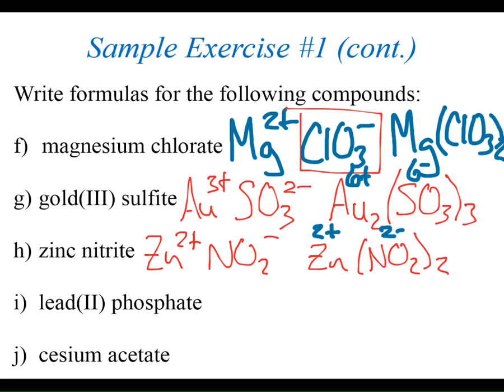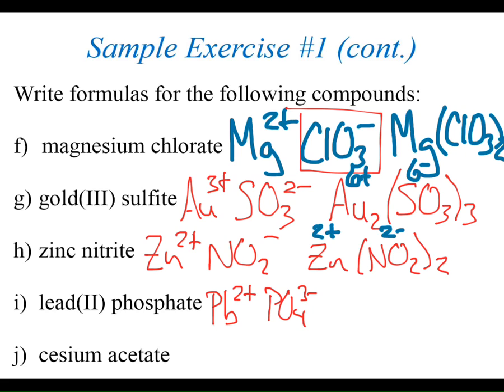Lead 2 phosphate. What do I write for lead 2? What's the charge? What's the symbol? Pb 2 plus. Pb. Lead 2 means 2 plus. Okay, what's phosphate? PO4 3 negative. Again, that's one of the 10 you had to learn.